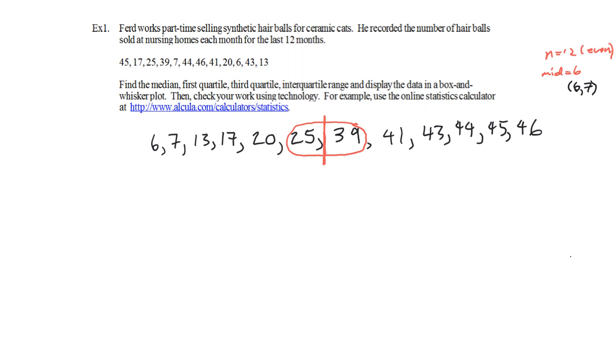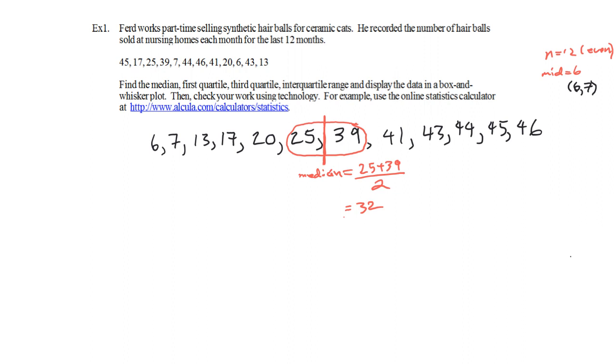This line that I have here represents the middle of those two numbers. So here's the rule: we average those two. We go 25 plus 39 equals whatever number, and then divide by 2. And that means the median is equal to 25 plus 39 divided by 2, which ends up being 64 divided by 2, which ends up 32. So our median is 32.